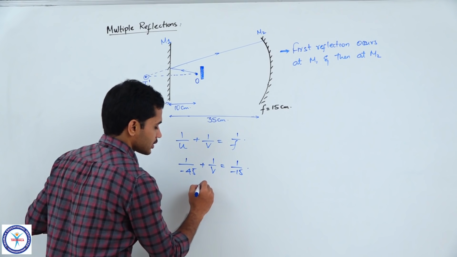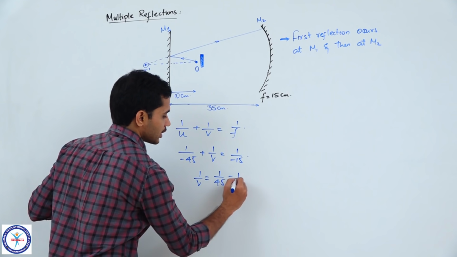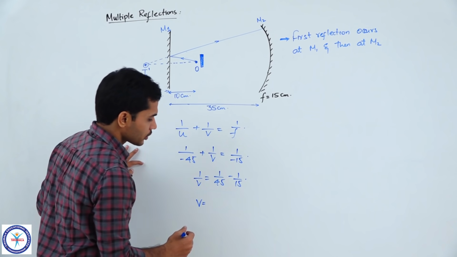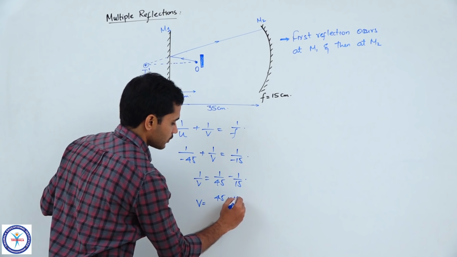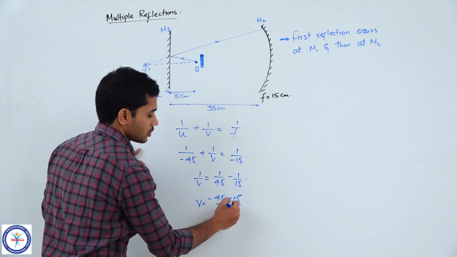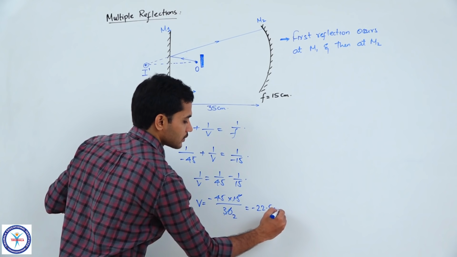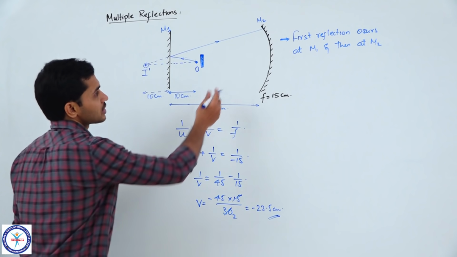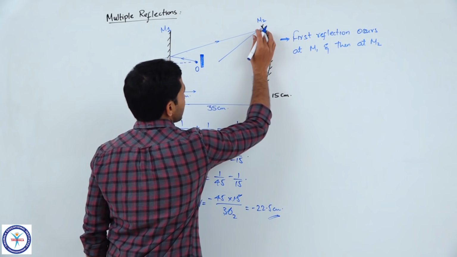I will solve this, I will get 1 by v is equal to 1 by 45 minus 1 by 15. Solving this is going to give me the final value as 45 into 15 divided by 30 with a negative sign. So, 15 ones and 15 twos, so minus 22.5 centimeters. That is where the final image is formed, which means this light ray after getting reflected will reach like this.